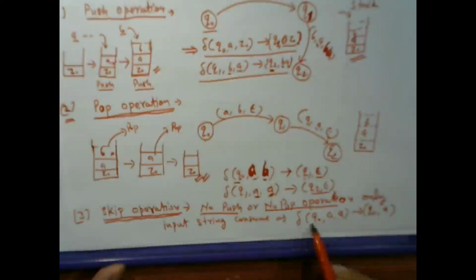It means if you are in Q0, if A is the input alphabet, and if A is the top of the stack, and you don't want any action, then you can go to any state, say Q1, but the top symbol will remain the same. You have no action on the top of the stack. This is the method of how to operate on the stack.